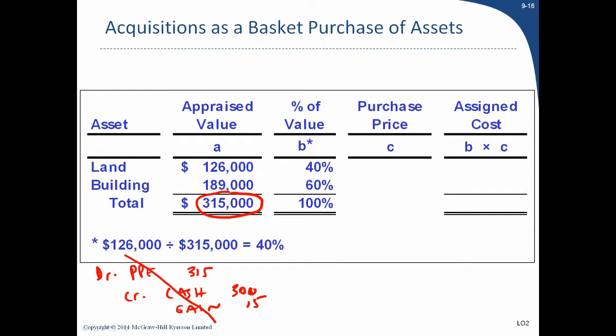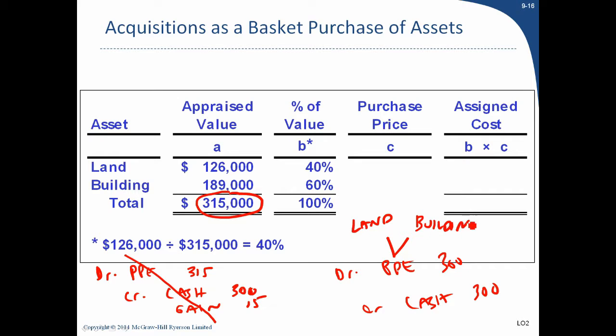The accounting rules say you paid 300 grand in cash. The consideration given up is the most obvious, the most independent metric here. So we're going to say that the PP&E is worth 300, and you have to credit cash for 300. So the problem is we break out this PP&E into land and building.